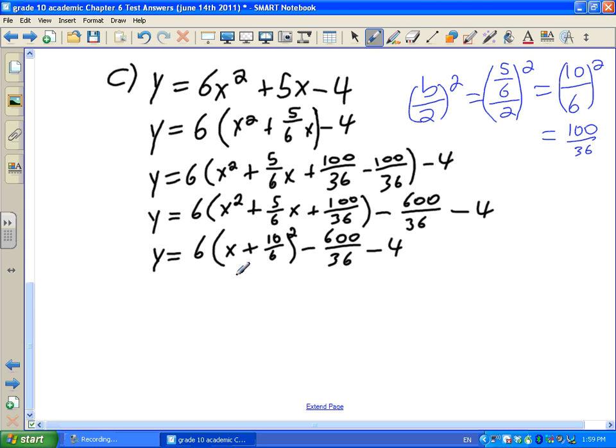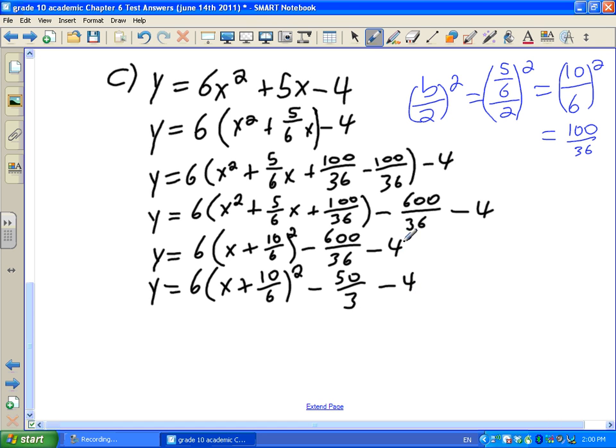Minus 36 minus 4. Okay, now the last step I have to do is make the 4 have a common denominator with my 600 over 36. First I can actually reduce that fraction. If I divide the entire fraction by 6, I end up with 100 over 6. Then if I divide that by 2, I get 50 over 3. So, minus 50 over 3. All I did was reduce that fraction to simplest form, minus 4.